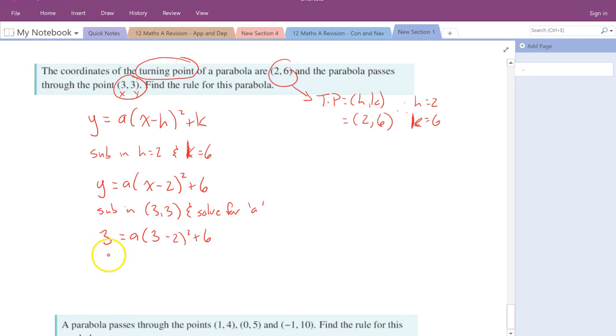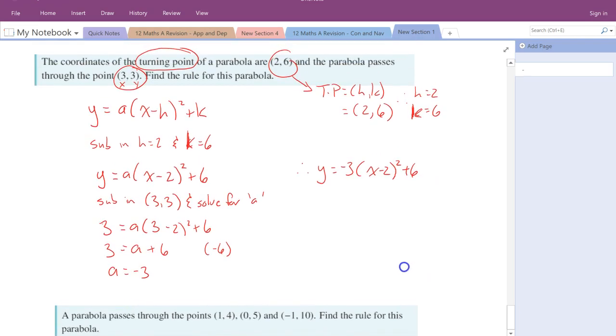So 3 equals a times 3 minus 2, which is 1. 1 squared is 1. A times 1 is just a, so I've got this. Obviously I have to subtract 6 from both sides, so a is going to equal negative 3. So now we can say y equals negative 3 times x minus 2 squared plus 6.